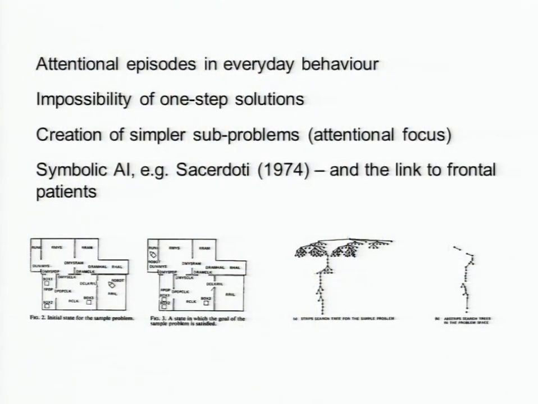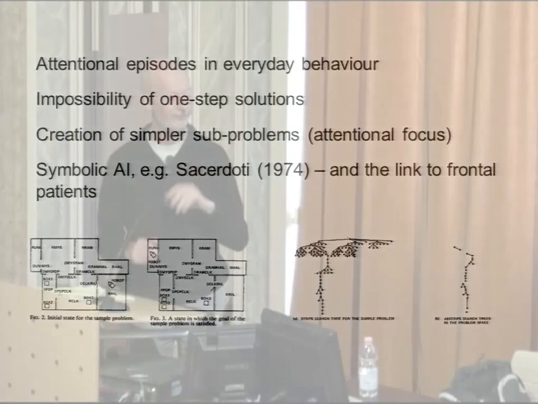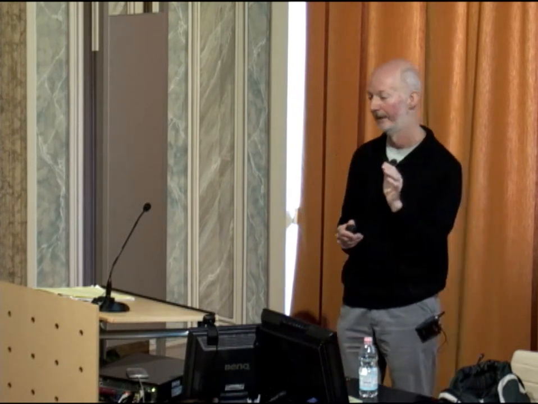Why does it have to be that way? This was worked on a lot in early artificial intelligence, symbolic artificial intelligence, as I was referring to in my first slide. And they first worked out, when trying to write programs to solve problems, that it was simply impossible to ever solve a typical complex problem of our lives in one step.